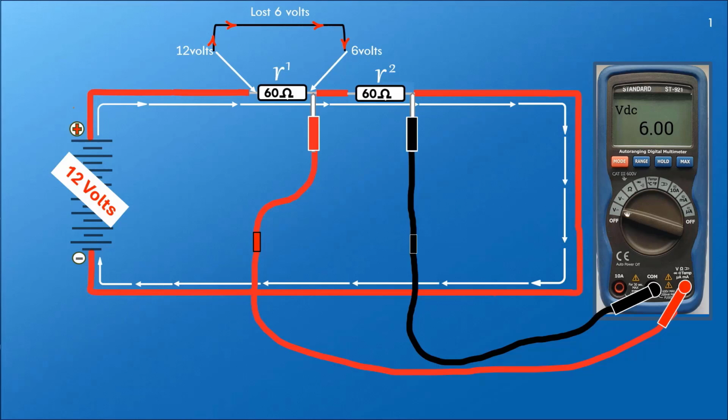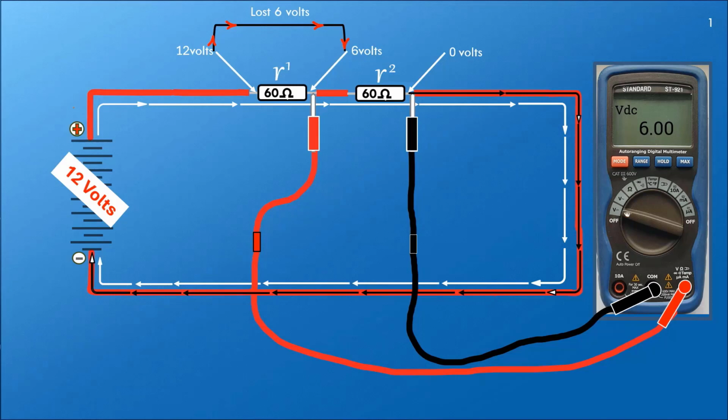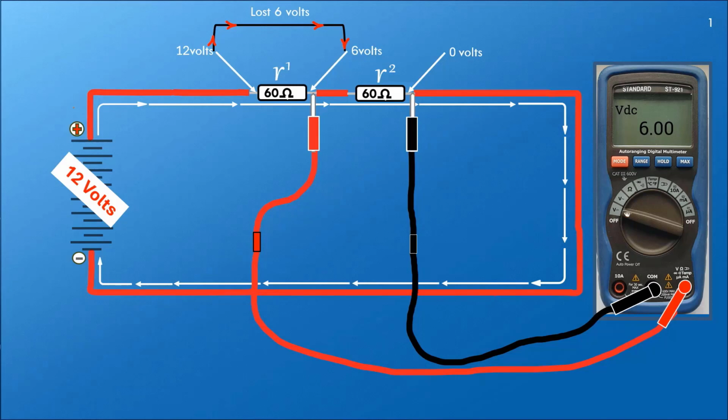Then what about this point here on the other side of resistor 2? We know this to be 0 volts, and how do we know that? Well, we know because the wire is directly attached to the battery negative terminal here. So this 0 volt reading means we must have lost another 6 volts across the second resistor, and indeed we have. We don't need the multimeter for the time being, so let's switch it off and remove the leads.